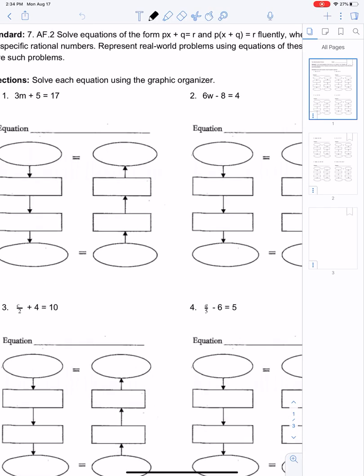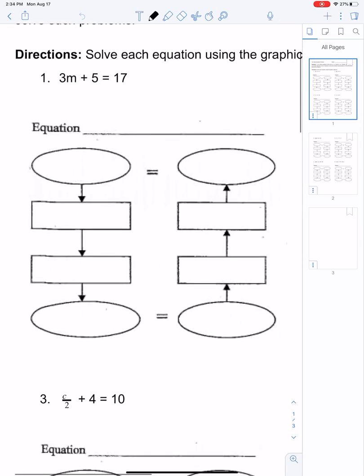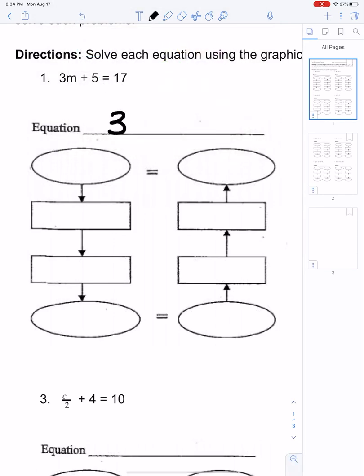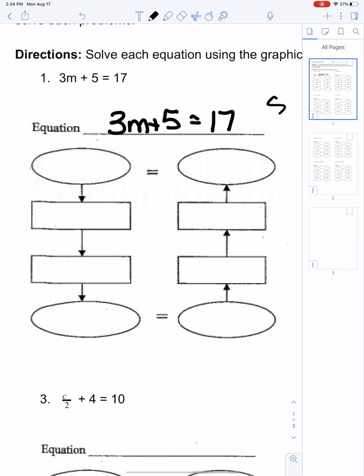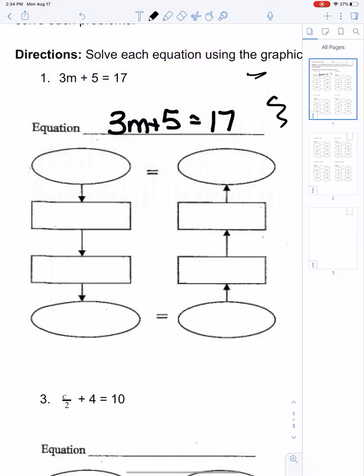All right, now we are going to do a couple more examples. Our goal is to isolate, which means get the variable by itself. So with that stated, we're going to put our equation up here, 3m plus 5 equals 17. Okay, so the 3m plus 5 goes down here. The 17 goes over here.